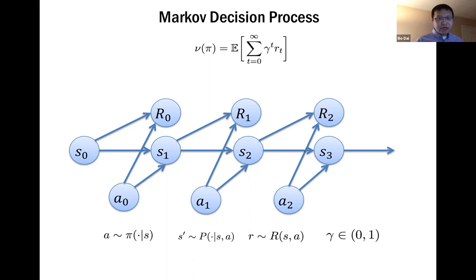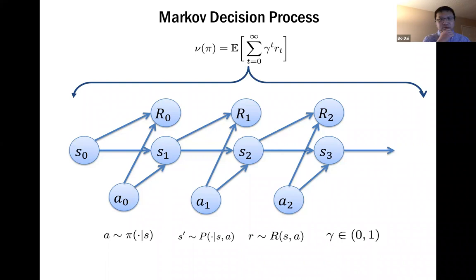So based on this illustration, let's see the nu pi here. Actually, it's just a discounted cumulative reward from s0 to s infinity. And the expectation is taken with respect to all the randomness from the policy, the transition probability, and also the reward. The reason we define a gamma between zero and one is just to make sure this expectation of the cumulative sum is well defined. Actually, this is called policy value, and it is the core of reinforcement learning. In reinforcement learning, we don't have knowledge about P and R here. We can only sample from them.